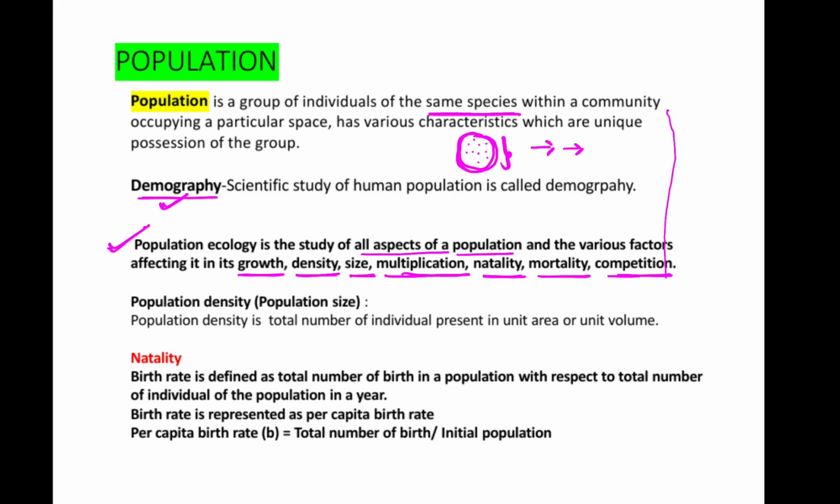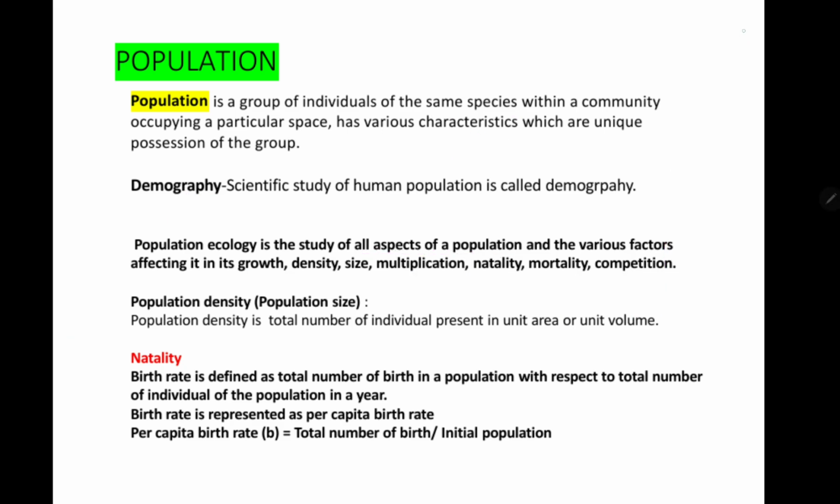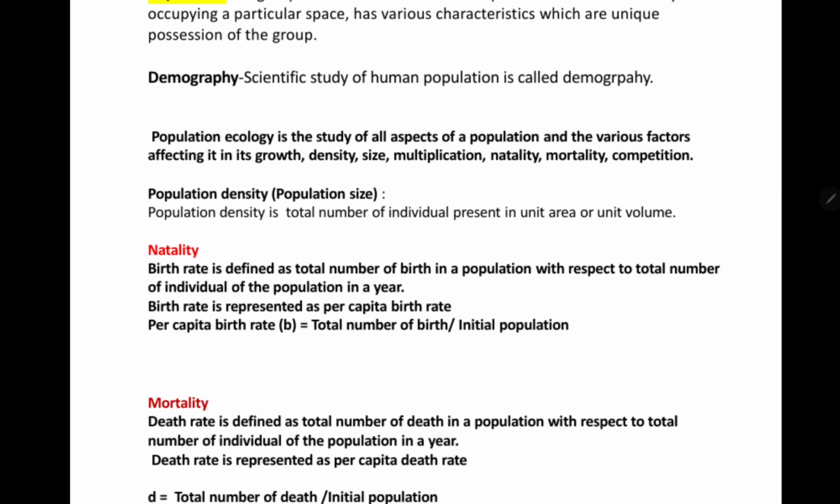Now, what is population density? Students, population density is the number of individuals living in a unit area. For example, suppose Delhi's population density per square kilometer is 30,000. That means 30,000 people are living in 1 square kilometer in Delhi. So this 30,000 per square kilometer is the population density of Delhi.